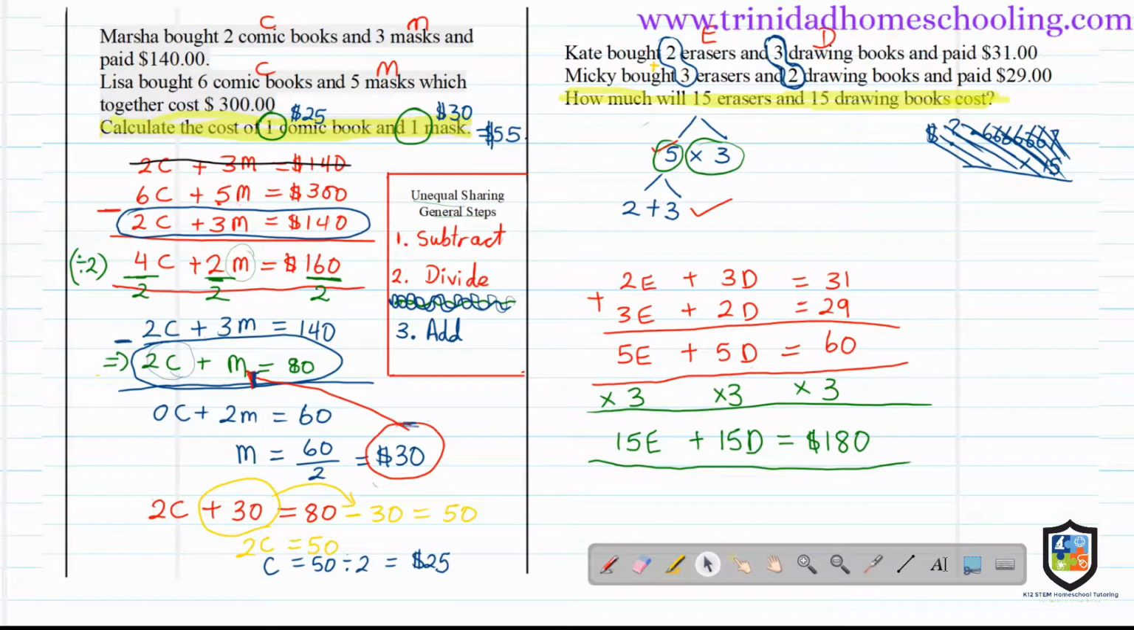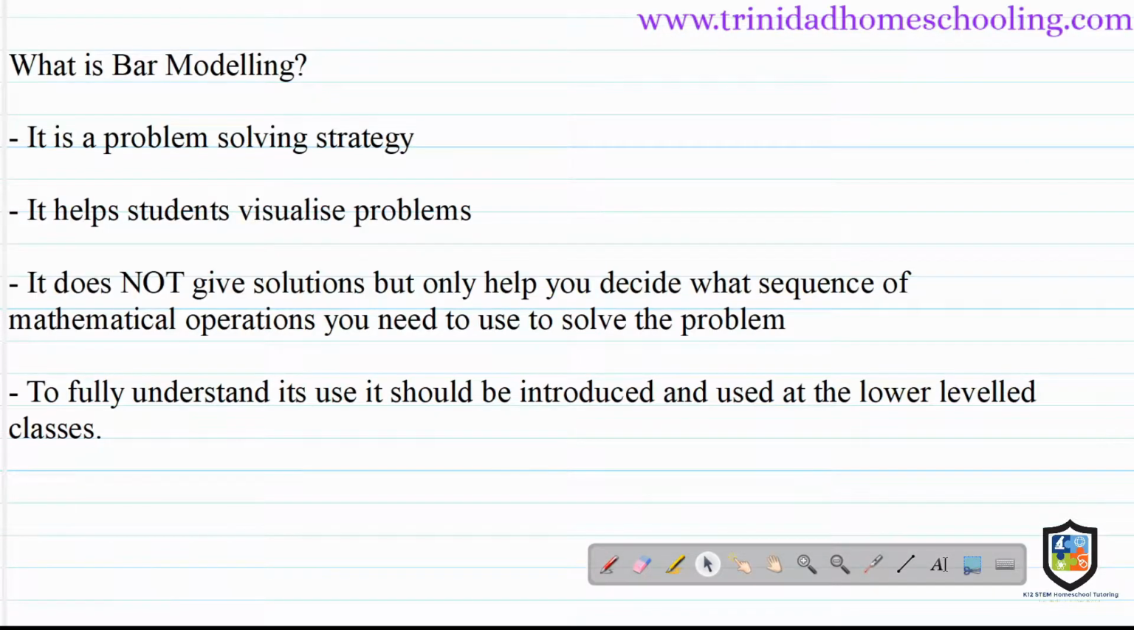So before we start solving these questions using a bar modeling strategy, let's take a look at what bar modeling is. Now, bar modeling is a problem-solving strategy, especially with worded problems. This is very helpful because it helps students to visualize the problems, but it does not give solutions. It can only help you decide what sequence of mathematical operations, which are add, subtract, multiply, or divide, which one of those or in which order you need to use them to solve the problem.